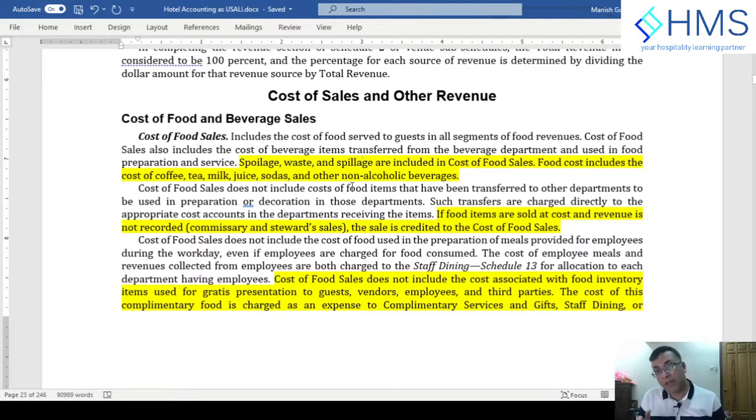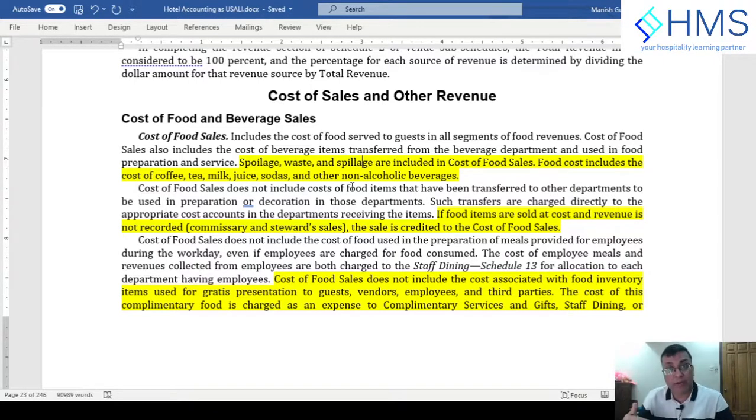But sometimes you are selling the food at a cost to the staff, or transferring it out to other departments. For example, the kitchen might transfer certain fruits and vegetables to the housekeeping department to set up in the guest rooms. As we saw in the guest room, it goes to complimentary gifts and services. So the cost will be charged to that department.